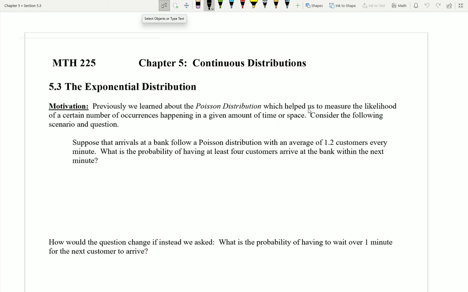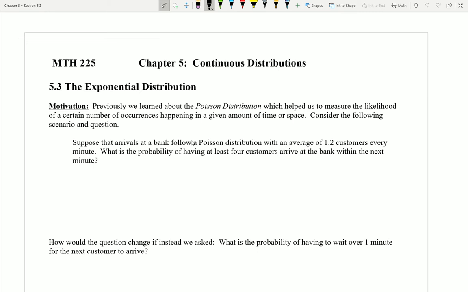Back in section 4.3, we talked about the idea of the Poisson distribution. You might remember that it helped us to measure the likelihood of a certain number of occurrences that would happen in a given amount of time or space. For example, consider this question below. Suppose that arrivals at a bank, people that walk into the bank, follow a Poisson distribution, and there's an average of about 1.2 customers every minute that walk through the door.